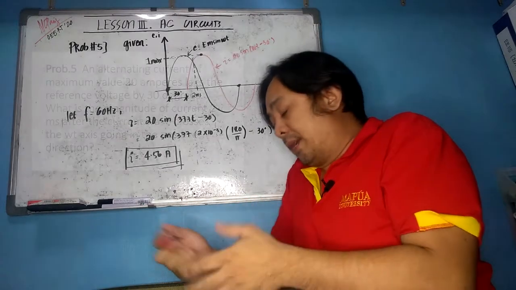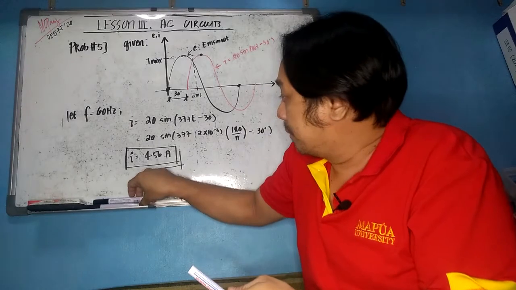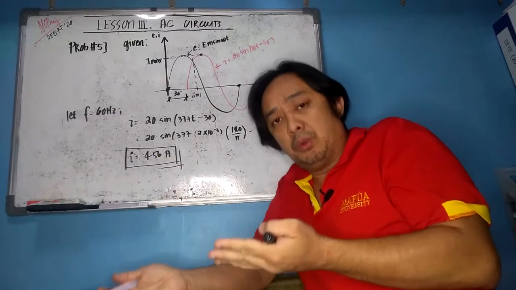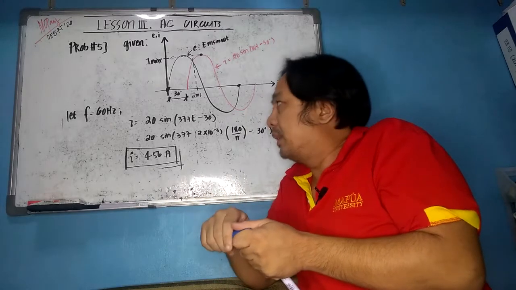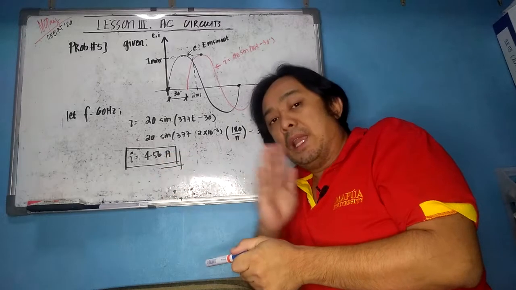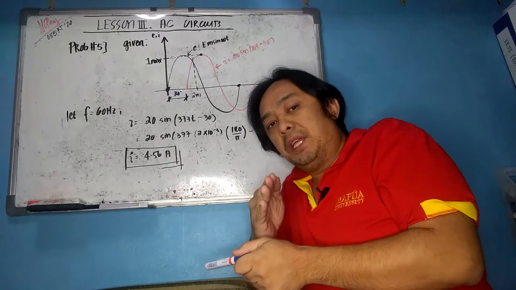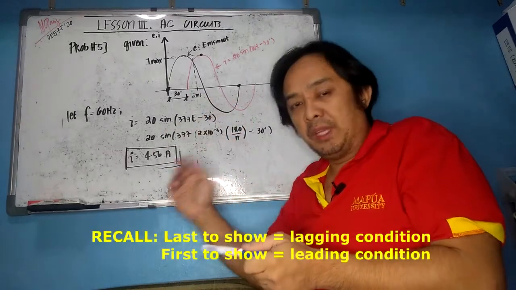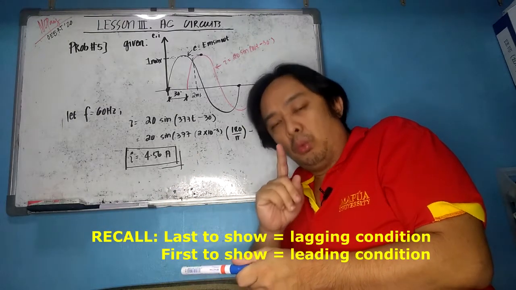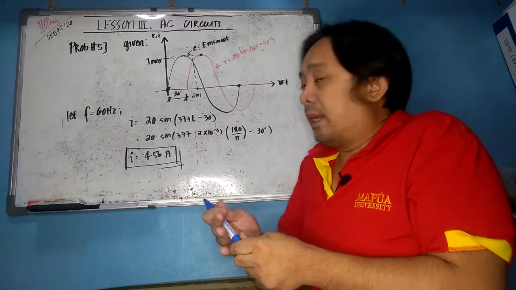Okay, to understand problem number 5, you need to have the basic fundamentals first. So go back to the last lesson where we described what a lagging and a leading condition is. When you say lagging, last to show, and when you say leading, first to show, with respect to the reference.